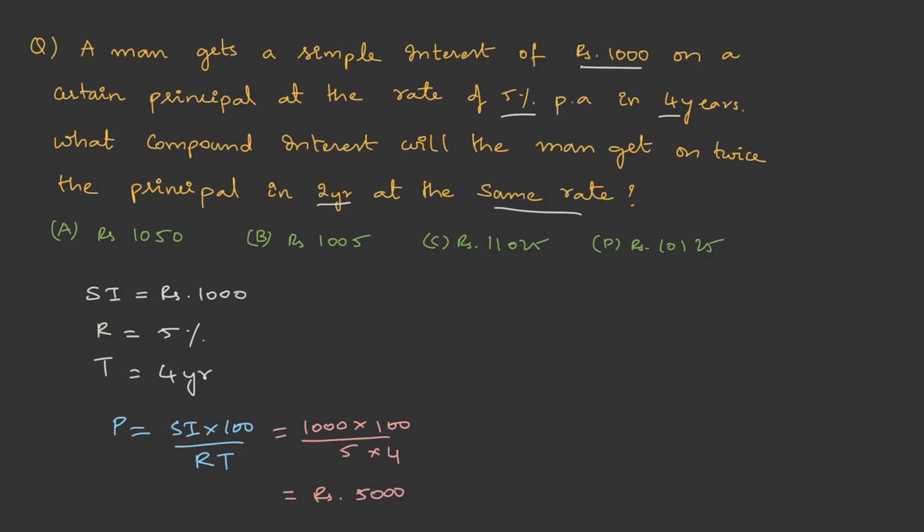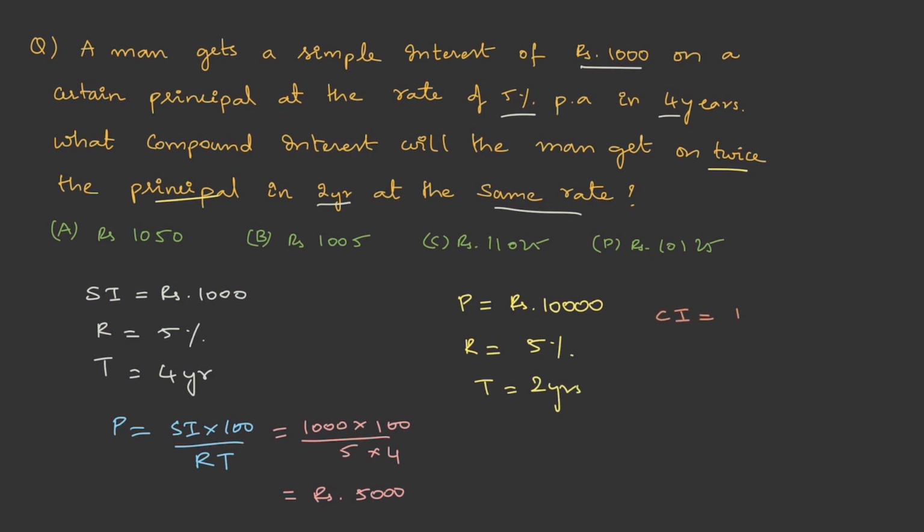Now let's move to the compound interest. They are saying that the man is able to get twice the principal. So for the second, we need to take the principal as 2 times the initial principal. Initially it was 5,000. So 2 times that is rupees 10,000. And rate, it is same as the previous, therefore 5%. Time is 2 years.